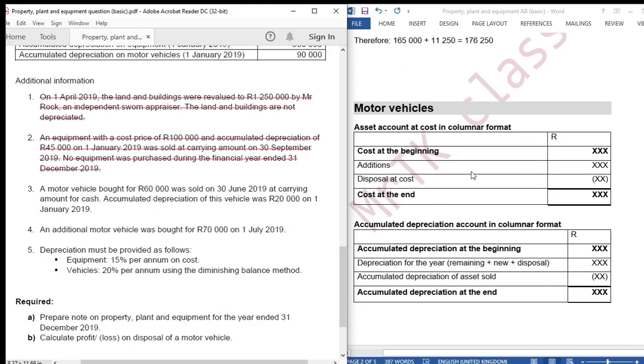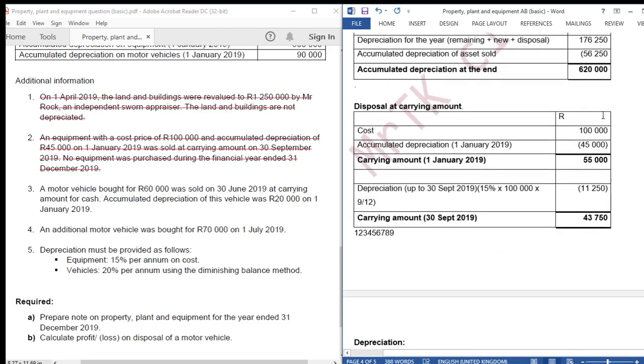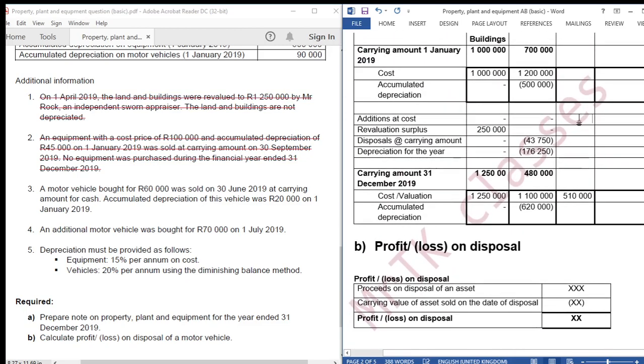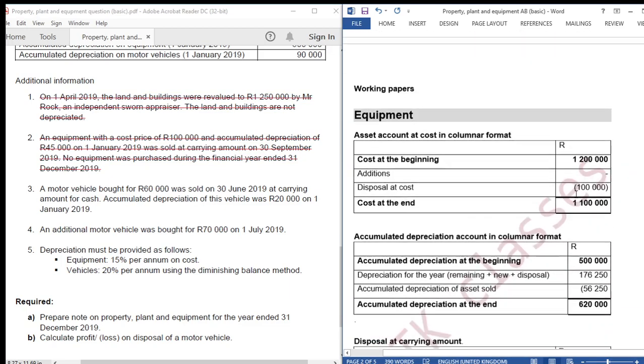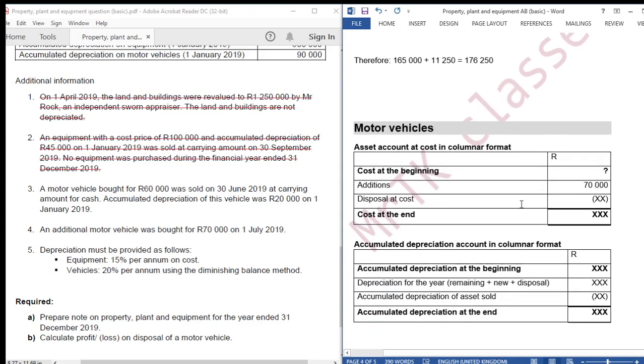Motor vehicles account at cost in columnar format. We are going to say cost at the beginning. We are going to look for it. Then additions, 70,000. Let us also come here and write 70,000. Additions, 70,000. Let us go back. Disposal at cost.